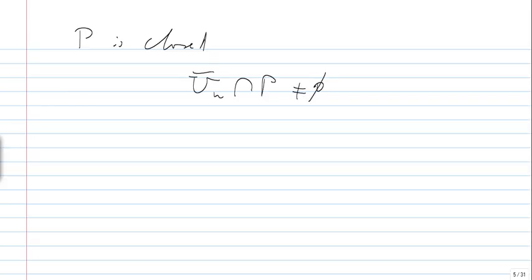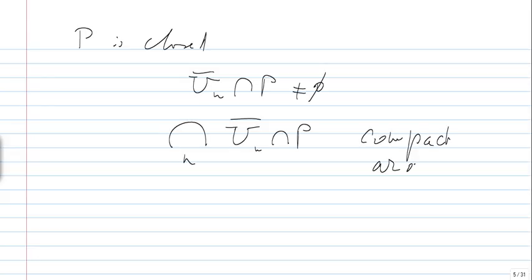So now we can use the intersection of the U_n bar intersect P, and remember these are bounded intervals, so this is all bounded. So they are bounded closed intervals, so we can use a compactness argument, okay, to say that this is not empty.